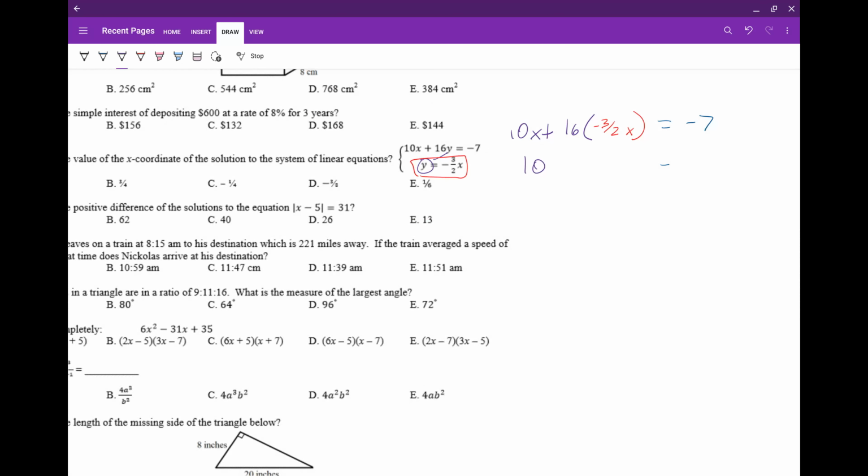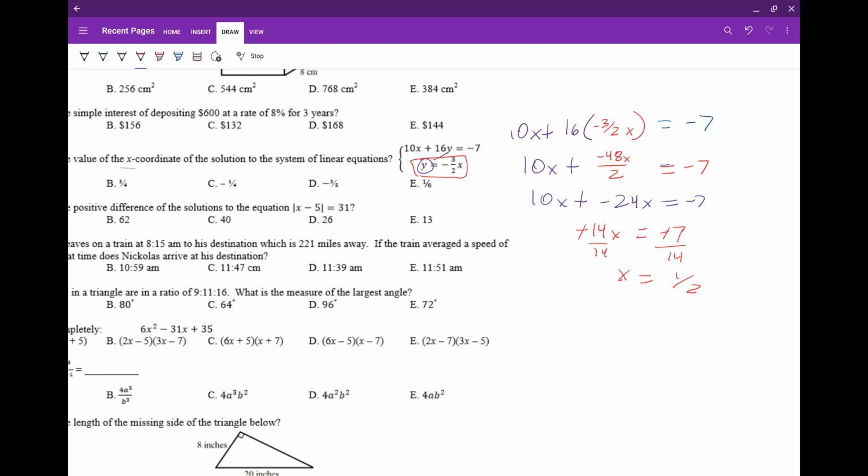So that means 10x plus, we're going to have 16 times -3, which is -48/2 times x equals -7. We have 10x plus -24x equals -7. And then if I were to simplify it, you could cancel out the negatives and then divide by 14. You have x equals 1/2.